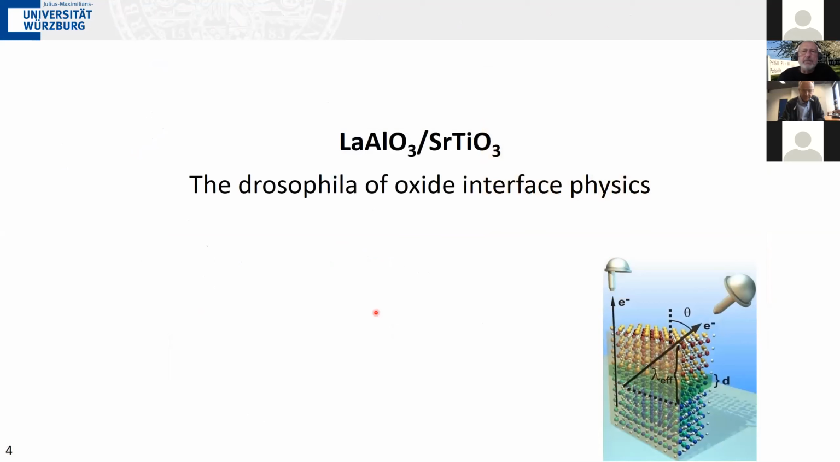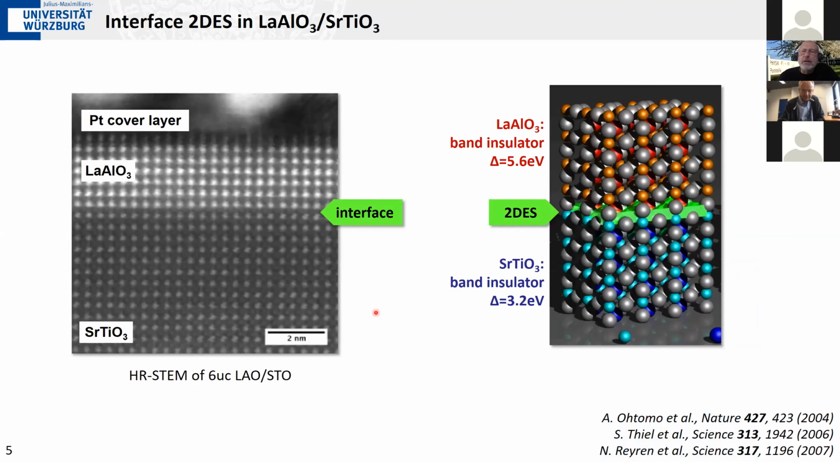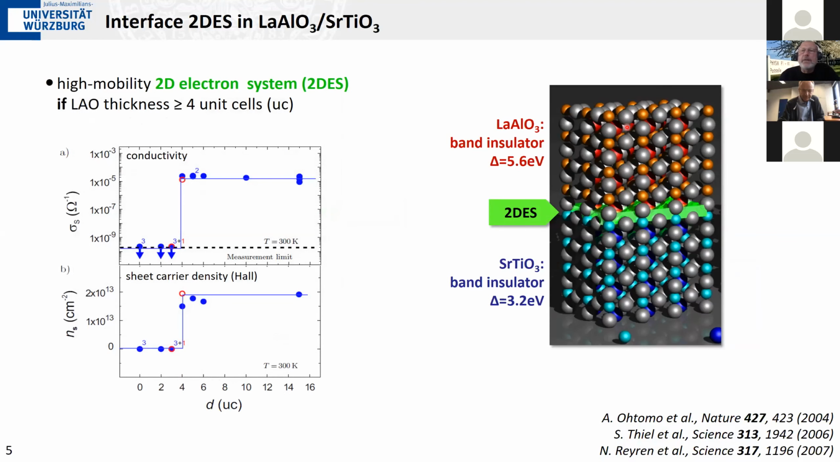Okay, and as I just mentioned, we will start with LaAlO3/SrTiO3, the Drosophila system in this business. I probably don't have to go into much detail here, as many of you will know about this. You have two large gap semiconducting, insulating materials, LaAlO3 and SrTiO3. You combine them, and you find that at the interface there is a high mobility electron gas, if the thickness of the LaAlO3 overlayer on the SrTiO3 substrate is high enough. There is a critical thickness of 4 unit cells from which on you get this high mobility.